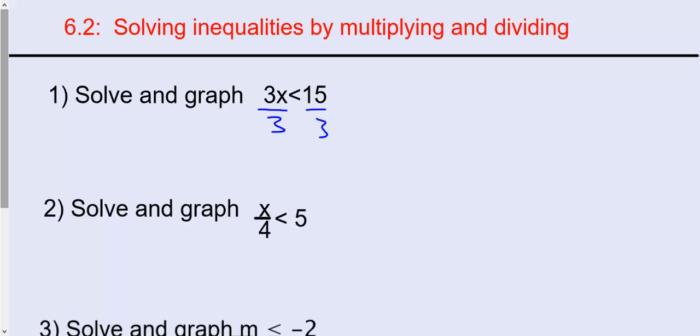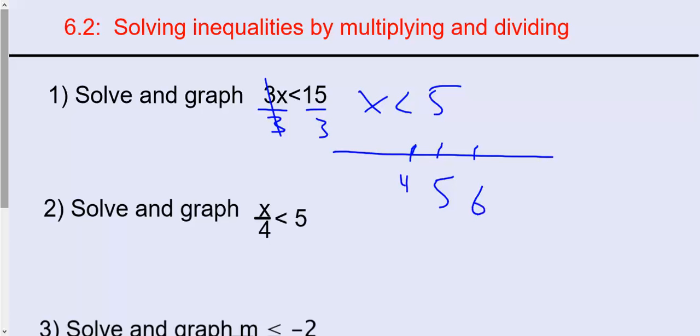We're going to get x by itself, so I'm going to divide by 3. X is smaller than 5. If they want you to graph it, of course, keep it simple. 4, 5, 6, all the numbers that are smaller than 5.